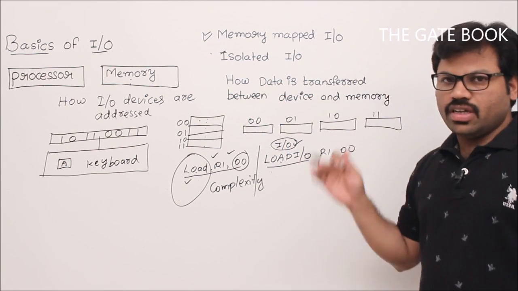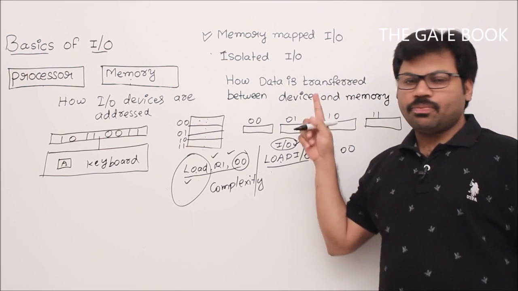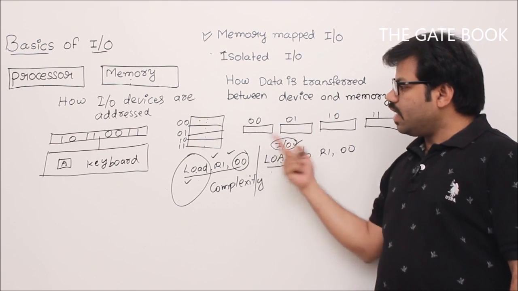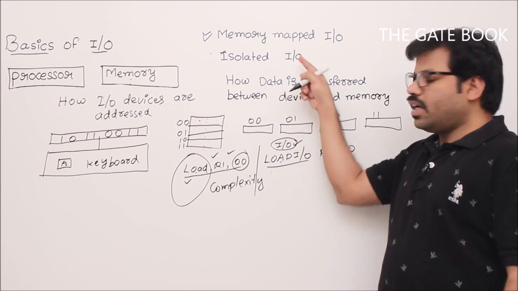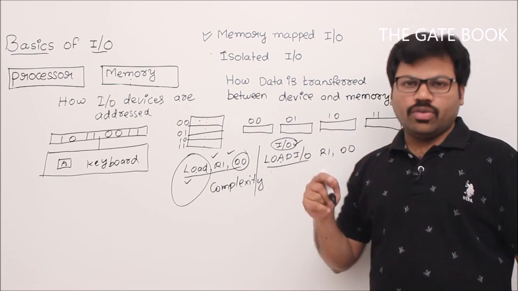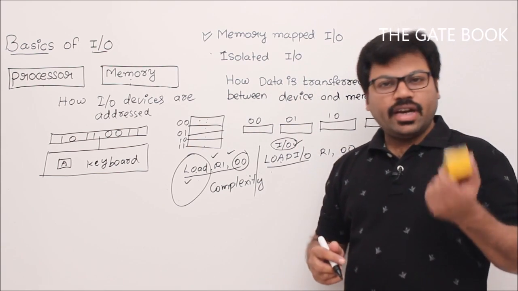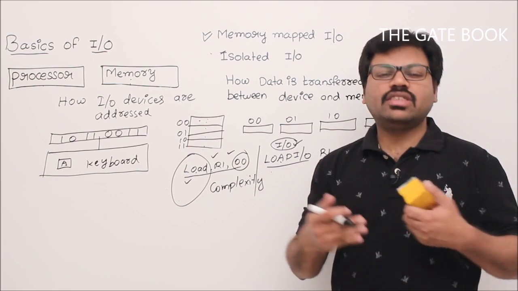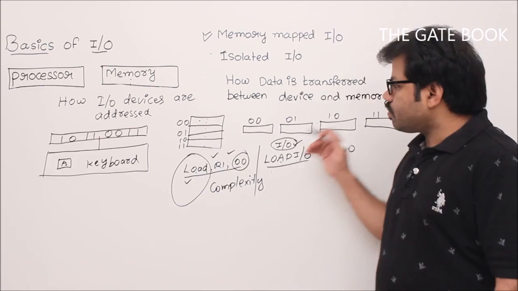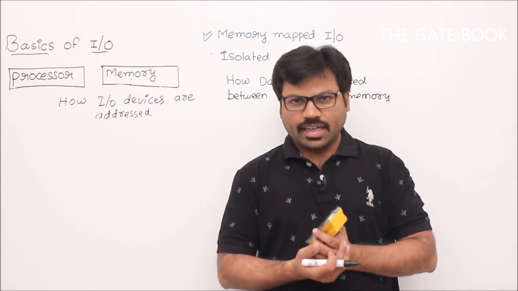That's enough for you. Remember, in memory mapped IO, we share the addresses between memory and IO devices. In isolated IO, we give separate addresses to IO devices, so that we need separate instructions for IO and memory. I can say memory separately, correct? Now we will see how this keyboard's data can be taken.